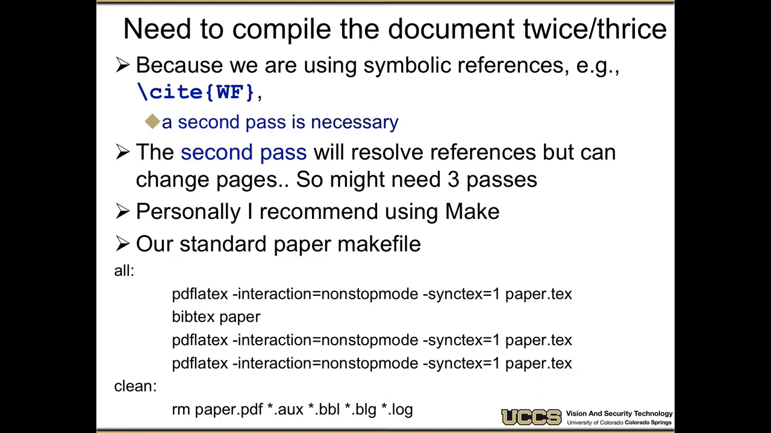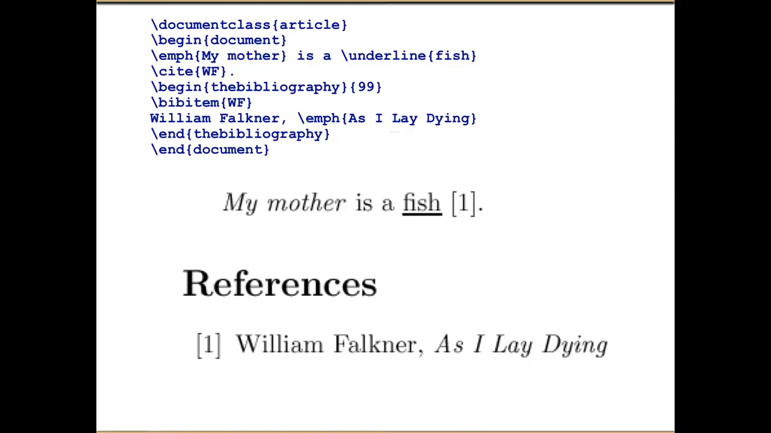When I compile the document with a citation, it might need a second or a third pass depending on how I do it. Sorry, with BibTeX. So our makefile, for the simplest version of our makefile, it is pdflatex, and we actually say don't stop. The paper, run bibtex on the paper, and then run LaTeX twice more, and then we can clean stuff up more.